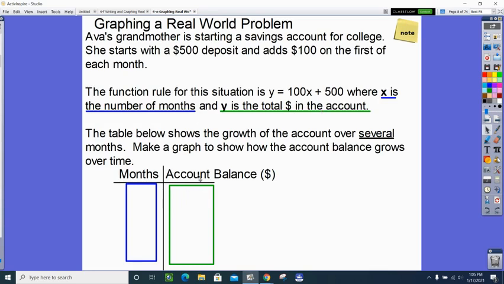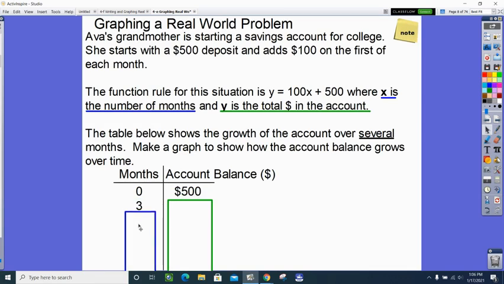So we're going to make a table, and then we're going to make a graph. And we want it to cover several months. So we're not just going to put 0, 1, 2, 3. We're going to try to get out in time to see how this money is growing. So these are your choices. Now, the first thing I'm going to recommend is that you always put in 0 as one of your inputs, as long as it's allowed, because that'll anchor your graph to the y-axis. So if we put 0 in here, 100 times 0 is 0 plus 500. That's our initial amount. And you'll see when we plot that point that our graph will start on the y-axis.